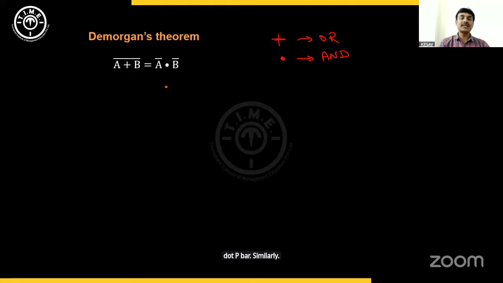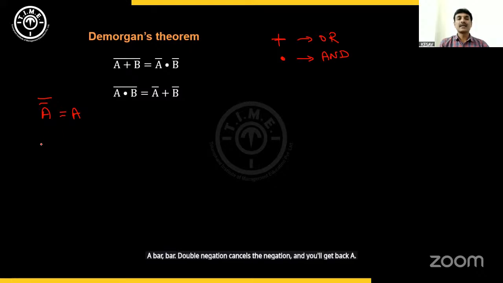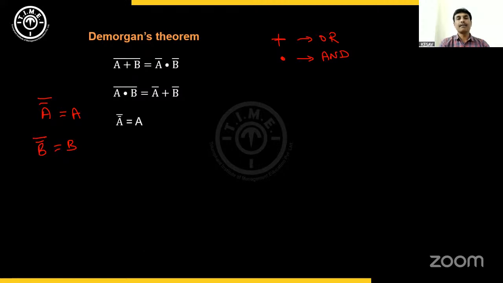Similarly, what if the operation initially is dot, AND? A dot B whole bar is A bar plus B bar; dot is converted to plus. Also, double negation: A bar bar. Double negation cancels that negation and you will get back A. Similarly, for B, if it is double negated, that is the same as the original input B. A bar bar, or double negated A, is the same as A. Double negated B is the same as B.